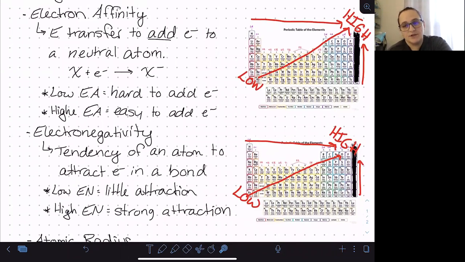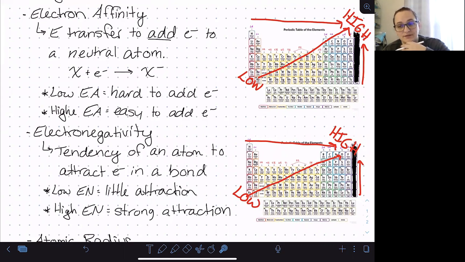Electronegativity is our next one, which is commonly confused for electron affinity because their names are so similar. Electronegativity only applies to atoms in bonds, so it's a little bit different. For electron affinity, we're just shoving an extra electron into an atom by itself. Electronegativity, words are hard, is how strongly an atom attracts electrons once it's already involved in a bond. Is it pulling those electrons towards itself more or less?